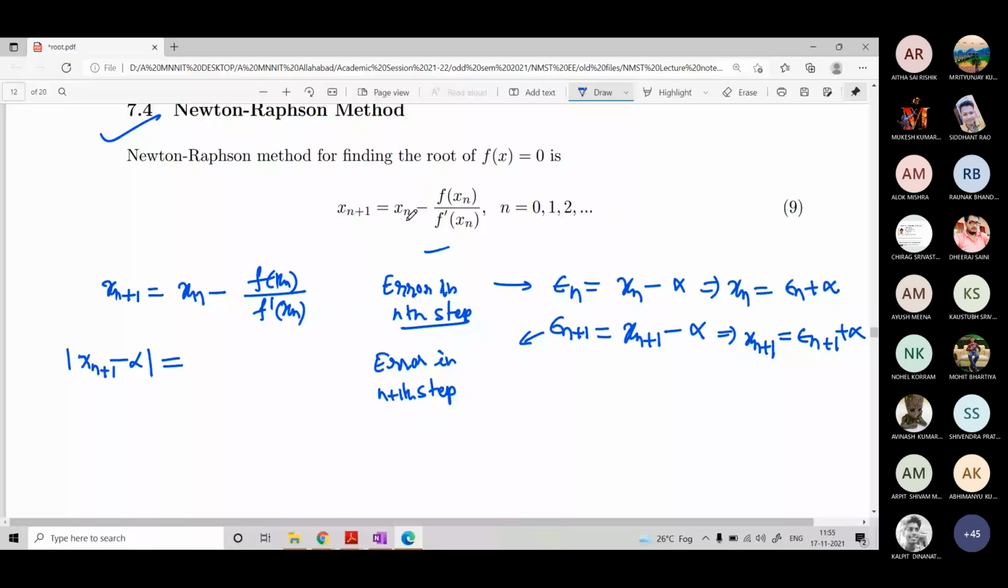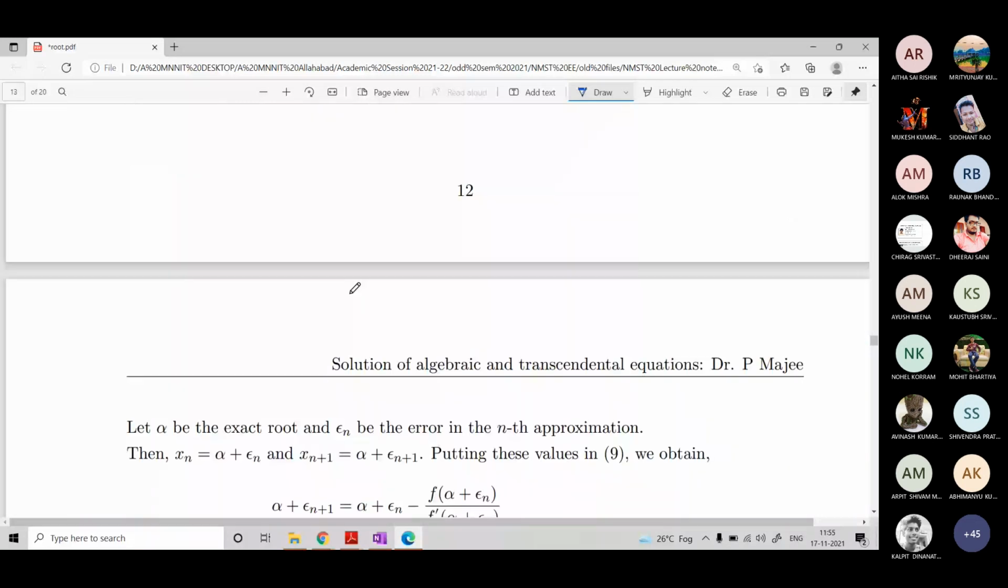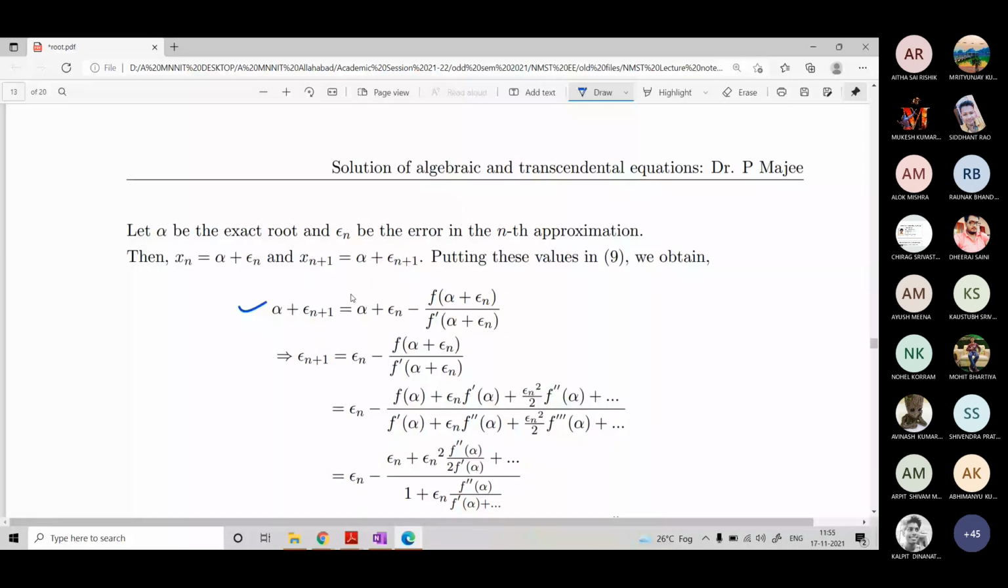Here you see x n plus 1 is replaced with alpha plus epsilon n plus 1, and x n is replaced with alpha plus epsilon n. Is it clear to you, this marked line? Is this line okay to you? The marked line which I have written? Yes, sir.